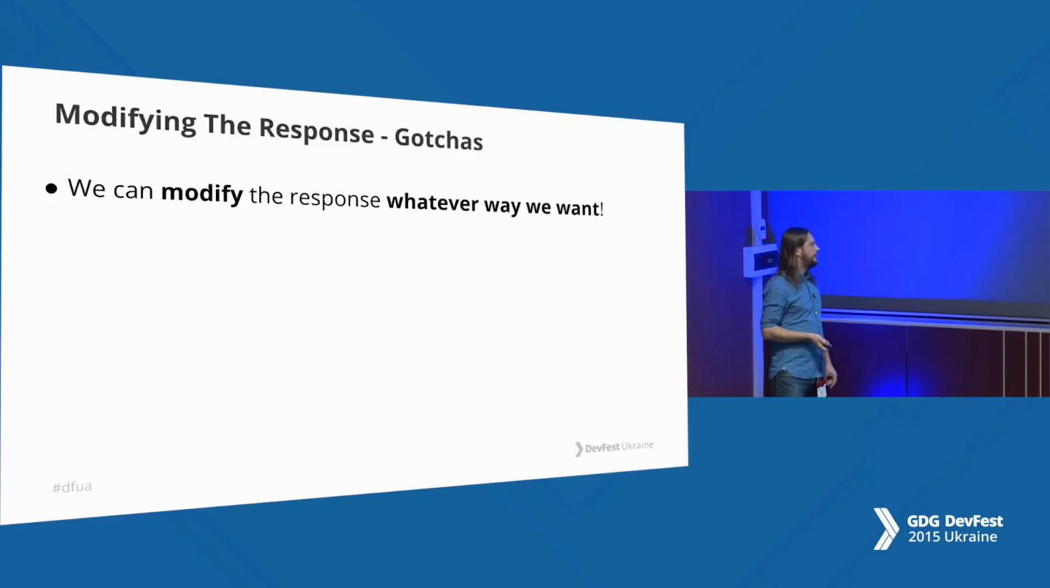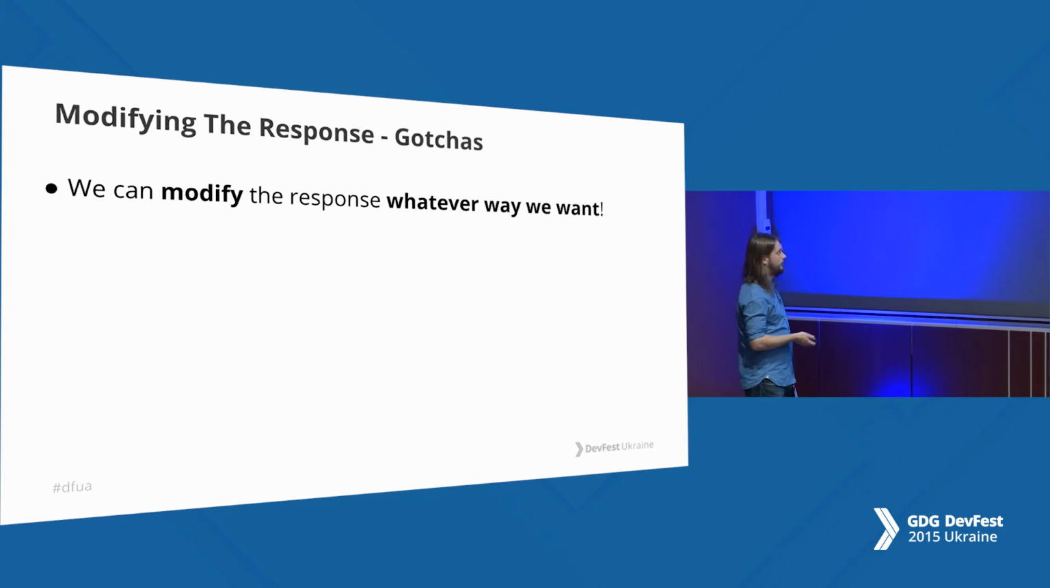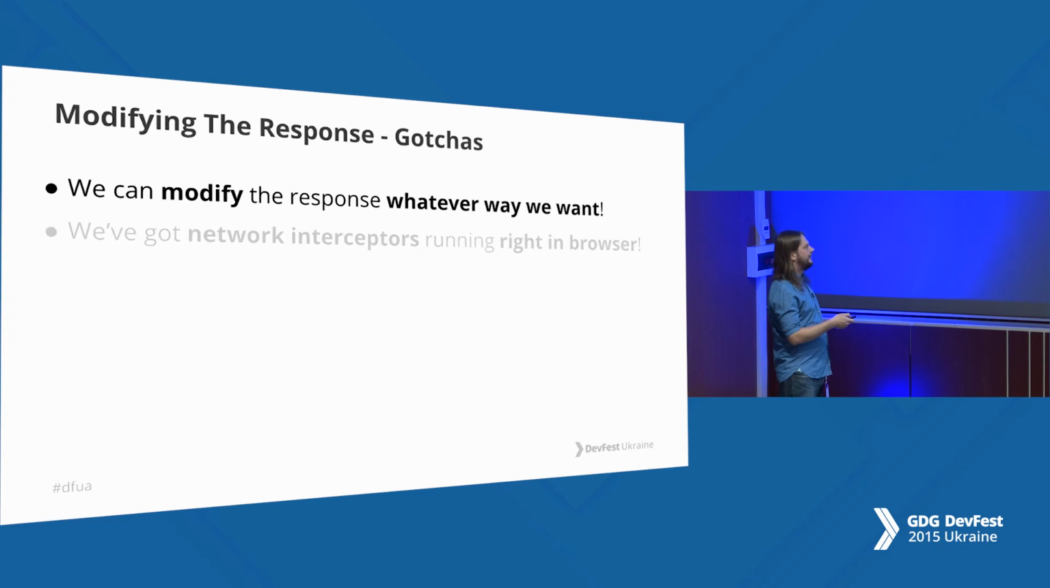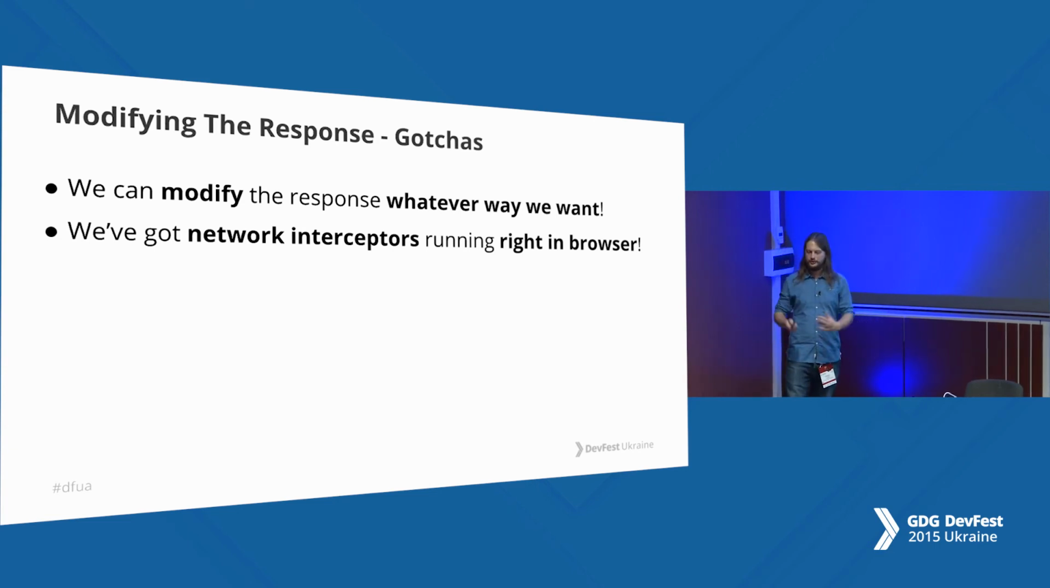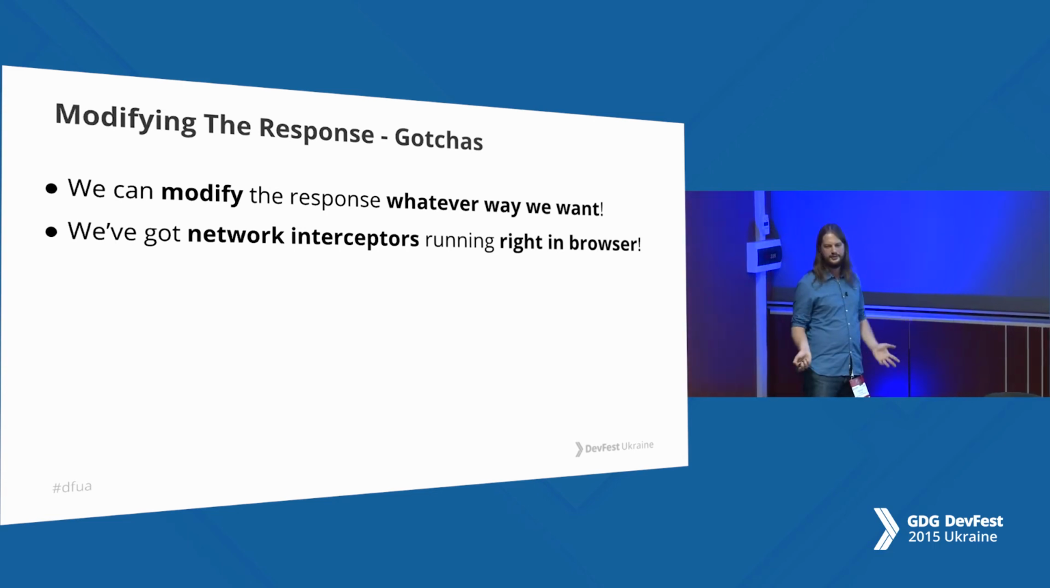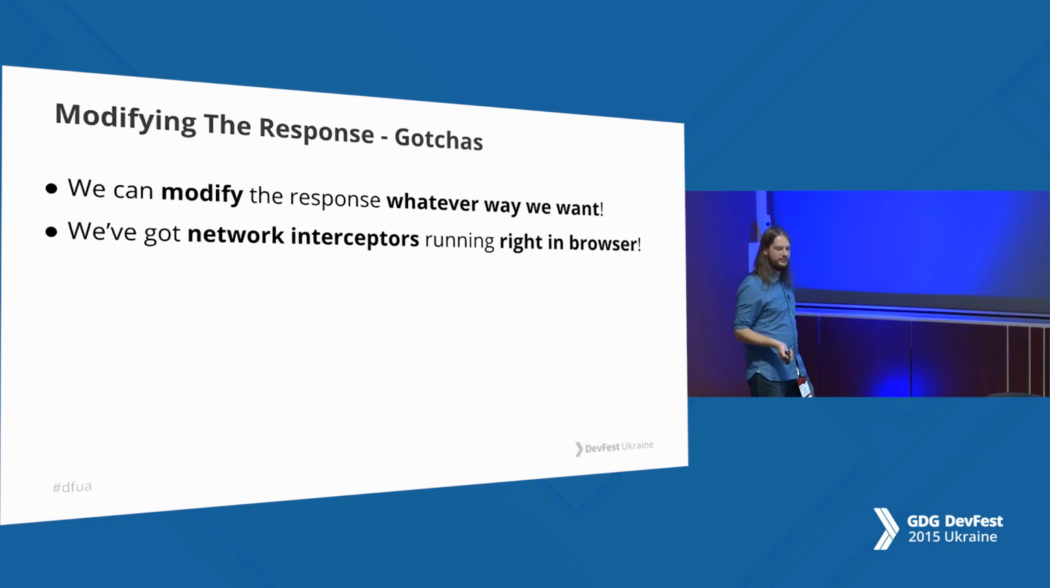What gotchas do we have here? Well, we can modify the response whatever way we want. You can actually feel yourself like a god of the network. And so we've got an interceptor running right in the browser. It's really cool, because we now can throw away maybe some other Node.js middleware stuff. Maybe we can throw away some other Angular interceptors and so on. So it's really handy to have a network interceptor right in the browser.